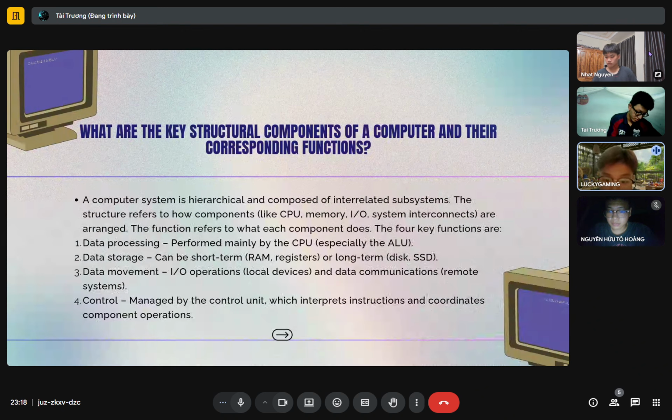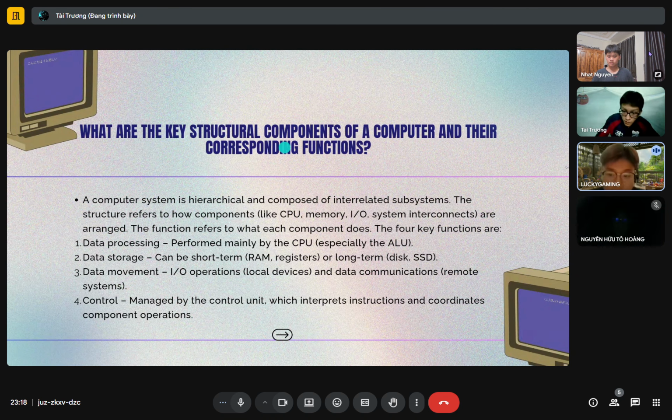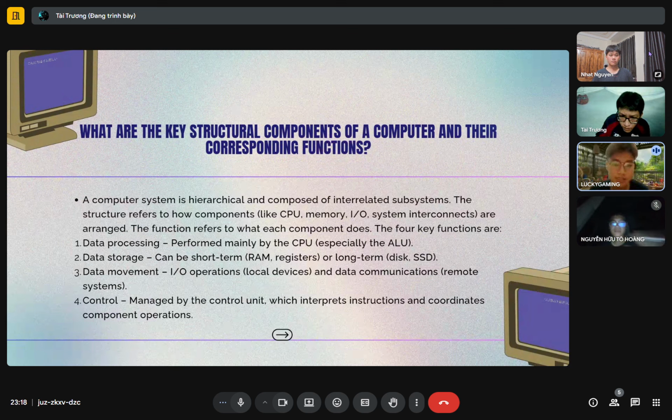The four key functions are: first, data processing, performed mainly by the CPU, especially the ALU. The second is data storage, which can be short-term, like RAM and registers, or long-term, like disk and SSD. The third is data movement, I/O operations with local devices and data communications with remote systems. And fourth is control, managed by the control unit, which interprets instructions and coordinates component operations.